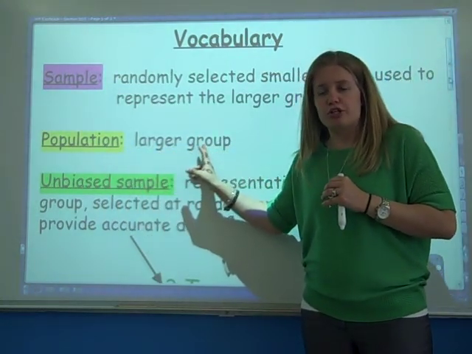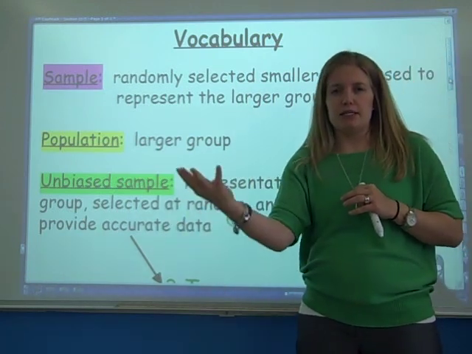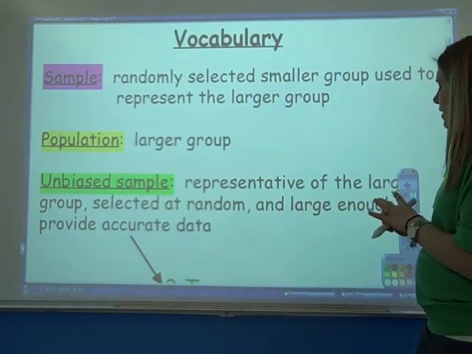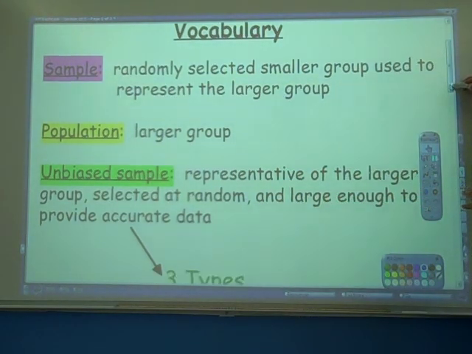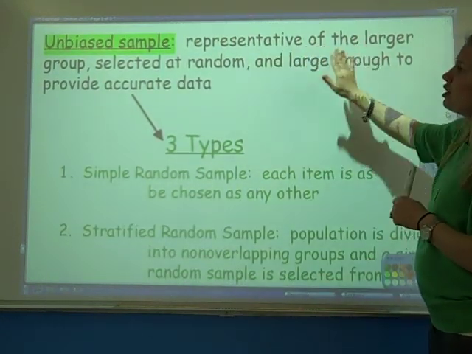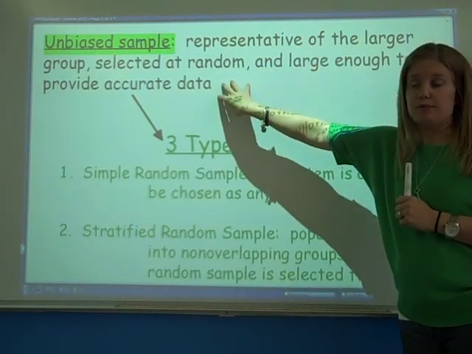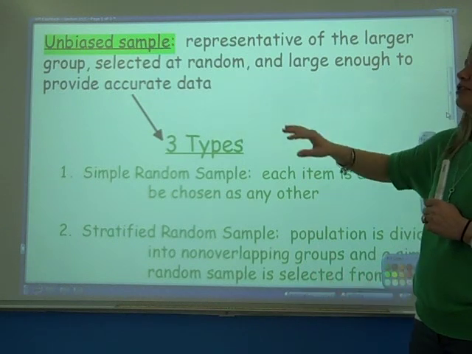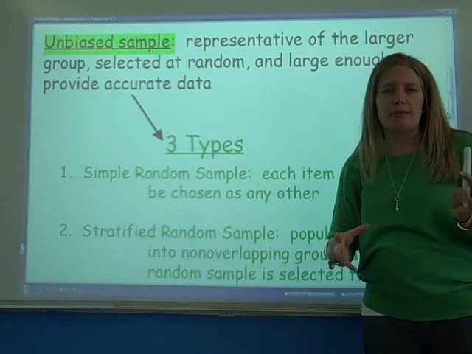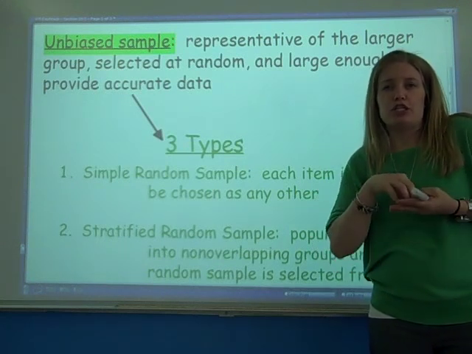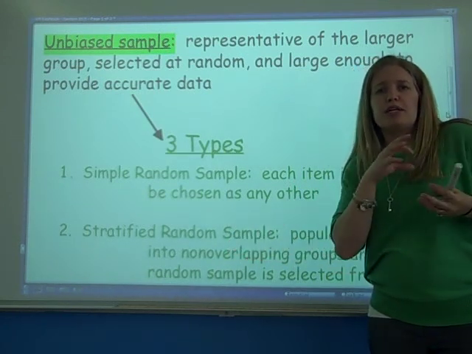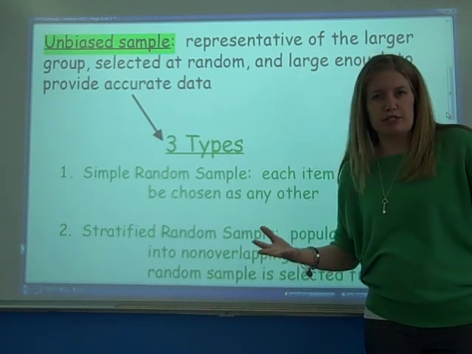Population is the larger group. So now we're going to talk about an unbiased sample versus a biased sample, and each one has some even more specifics to it. An unbiased sample is a representative of the larger group. It's selected at random and large enough to provide accurate data. So it's going to give everybody a chance to be surveyed. Okay, it represents the population very well. Now, if we did just the middle school out of the whole district, well, that's not fair to all the elementary schools and the high school. So that's not a good representation of all of the students in our district.